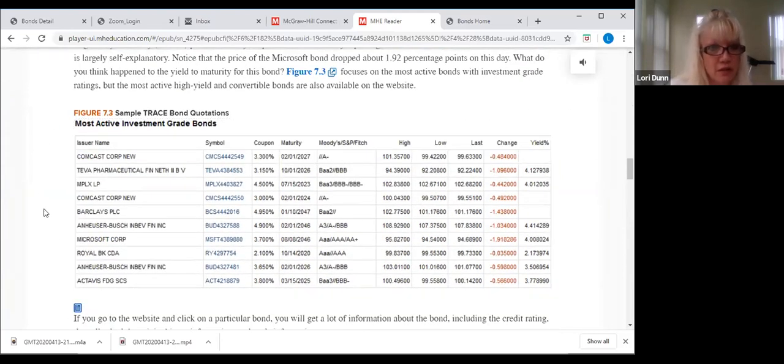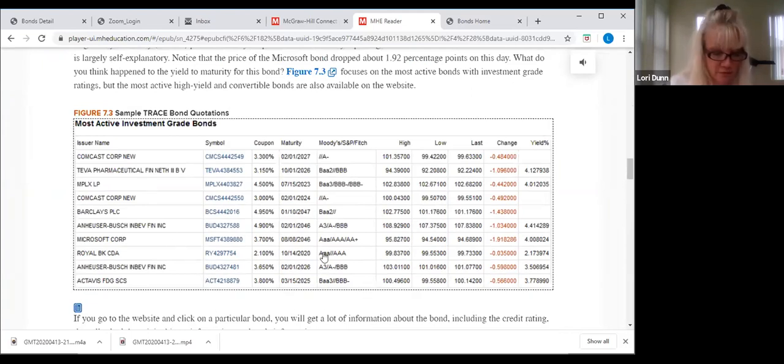So here is how you would see bonds quoted on the trade reporting and compliance engine. You could see here's Comcast. They all have symbols. The coupon rate, remember that is the interest rate on the bond itself, saying we're going to pay you 3.3% of the principal once or twice a year, depending on the bond, until it matures. The maturity date. The bond rating. So you can see there's our rating system in action, Moody's, Standard & Poor's, and there's even Fitch it's called.